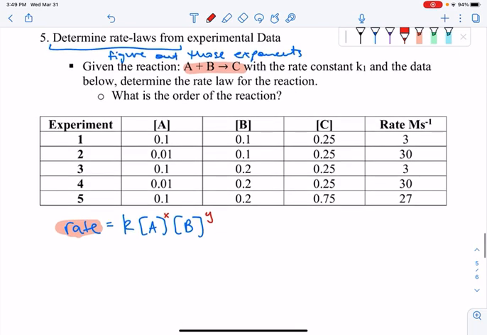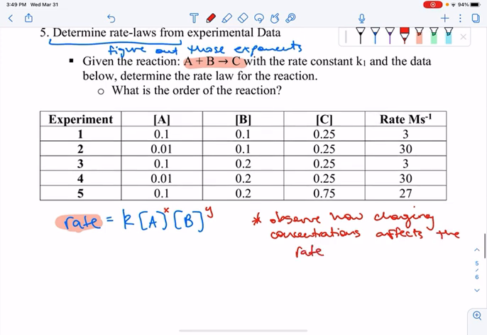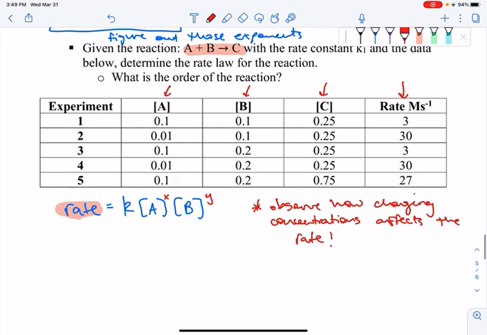So how do we do this? Basically, we want to observe how changing concentrations affects the rate. So here we've got the rate, here we have concentrations, right? So first let's work with A. Let's try and figure out what A's exponent is.